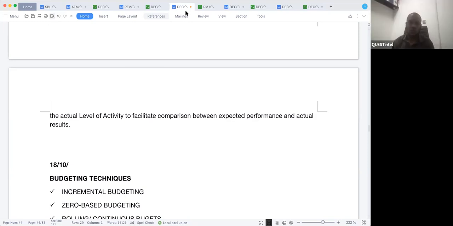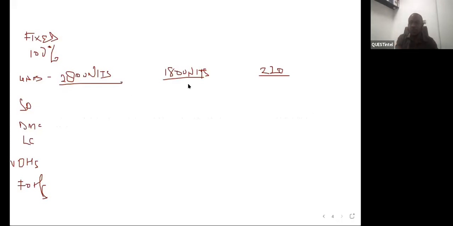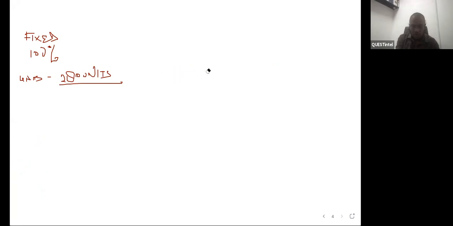So we go on to, let's look at the budget. The basic budgeting principles are what we want to do here. So we have our number of units. Let's start with our revenue, let's call it all sales. So sales, 200 units now.